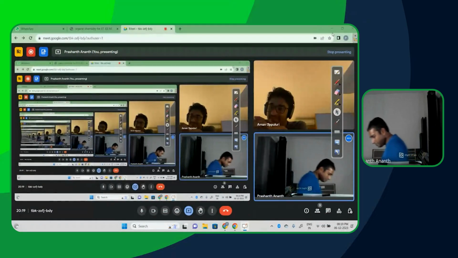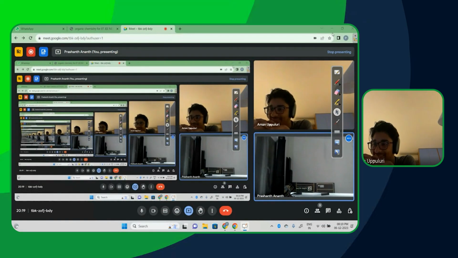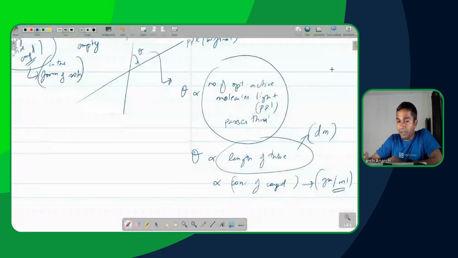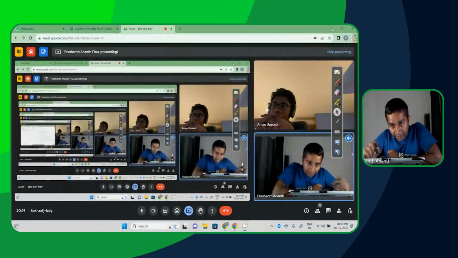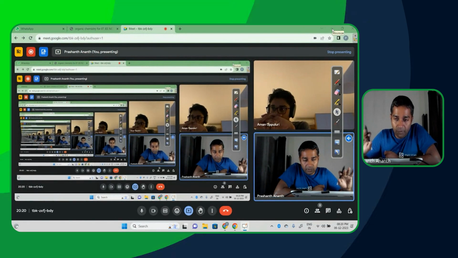A little bit irritating, but not that bad. Anyway, coming back to the point, you're going to have this discussed in more detail in your school, so I'm not going to touch upon that. But this is basically what's going to happen in terms of optical activity.